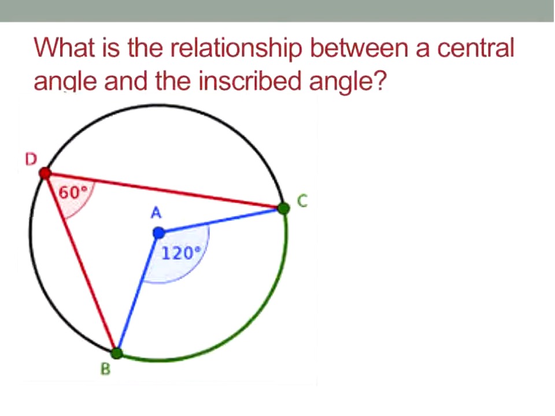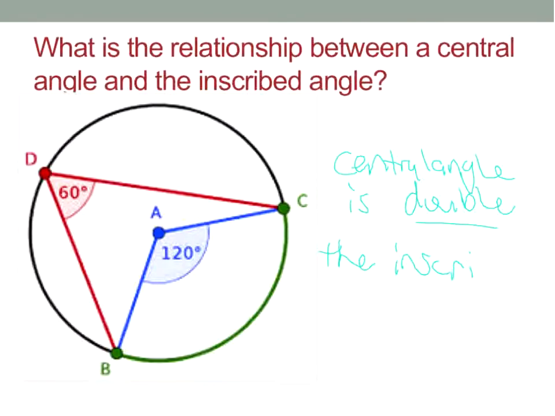Okay, Neil stated it perfectly, so I'm going to read what he wrote. He put that the central is double the other angle, and they have the same arc. They do. Okay, so let's write that down. The central angle is double the inscribed angle, and they have the same arc.